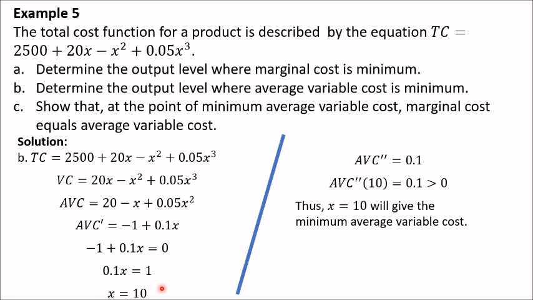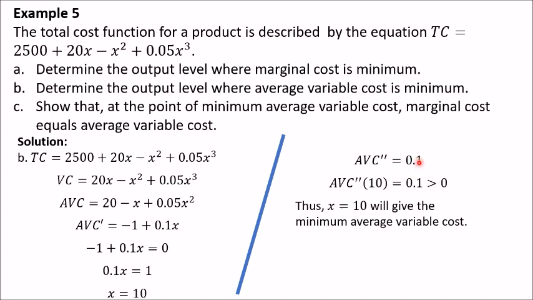So, kailangan natin i-prove yan na minimum siya by using the second derivative test. Kailangan kasi natin patunayan na at the second derivative test, it will be greater than 0 para maging minimum siya. So, from the first derivative, this one, AVC prime is negative 1 plus 0.1x. And we get the second derivative. So, ito lang yung may variable, 0.1x. So, ito lang yung magkakaroon ng derivative, which is 0.1. That's why the second derivative equals 0.1.